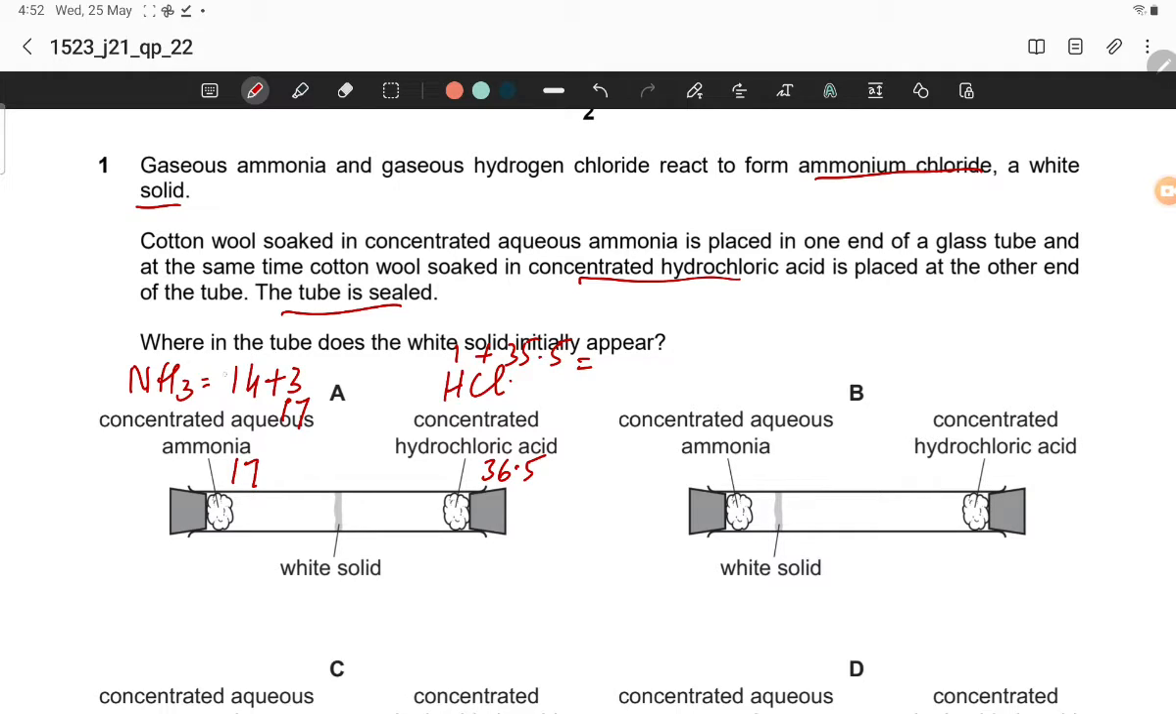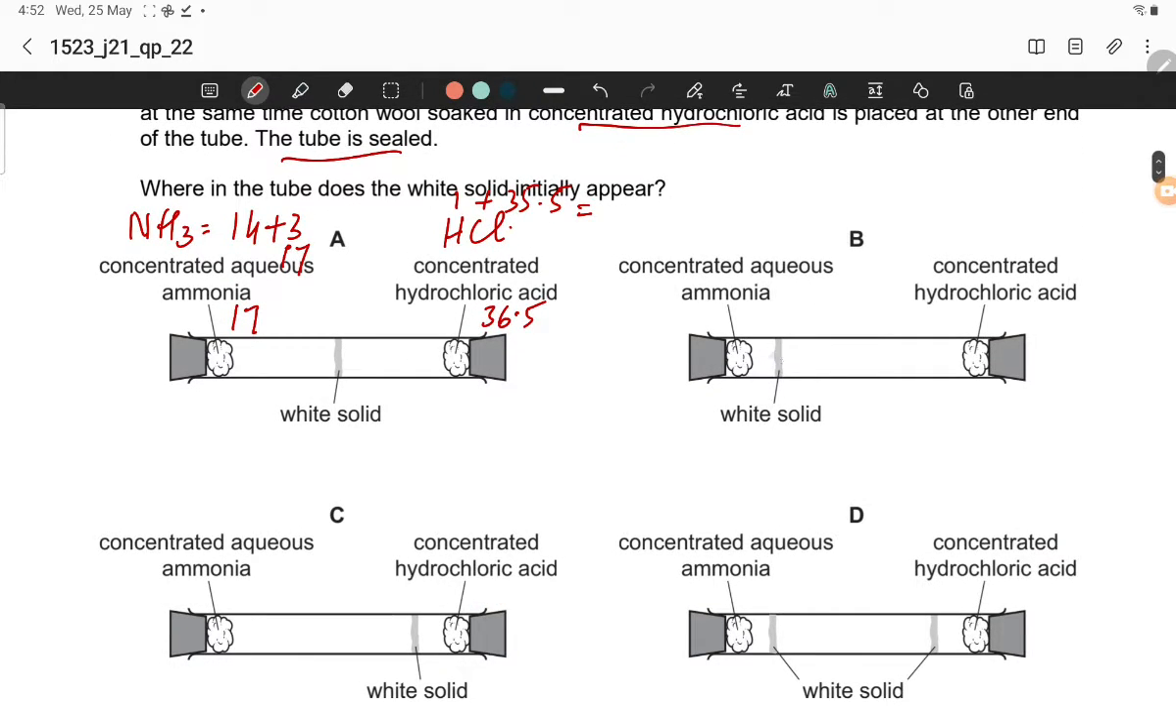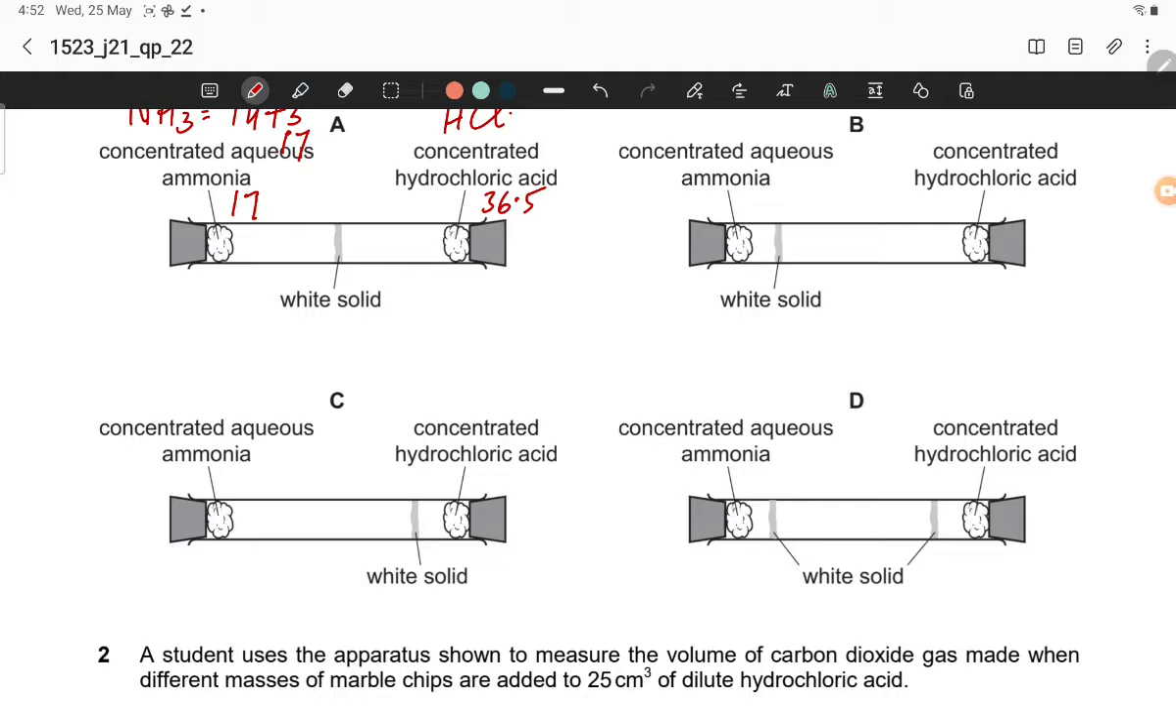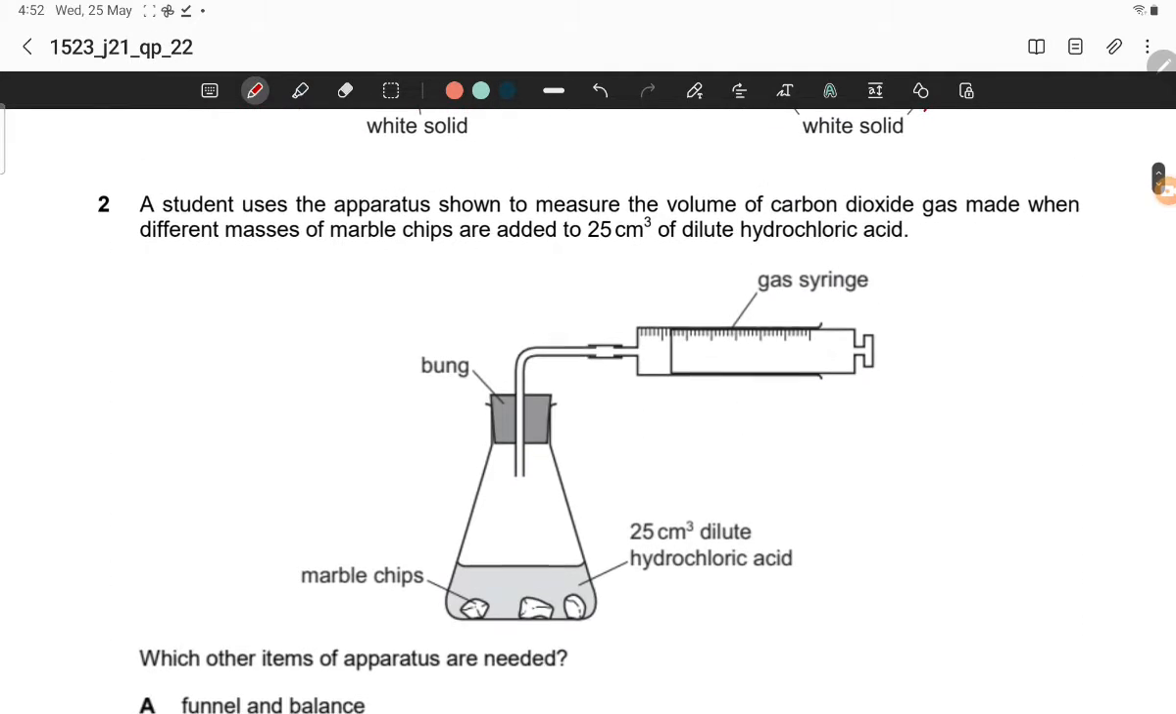So where in the tube does the white solid appear? Ammonia is lighter than HCl, so it is not closer to the ammonia, because ammonia diffuses quickly, while hydrogen chloride takes time because hydrogen chloride is the heavier gas. So C option must be correct, because ammonia evaporates and moves quickly, and the first white solid appears at this point. C is closer to the HCl because HCl is the heavier gas. Concentrated, so this is not correct. The white solid is not formed there because it is nearest, so D is incorrect.